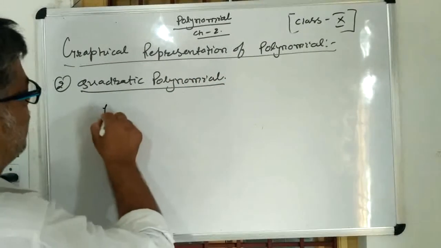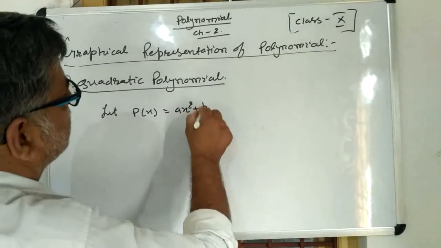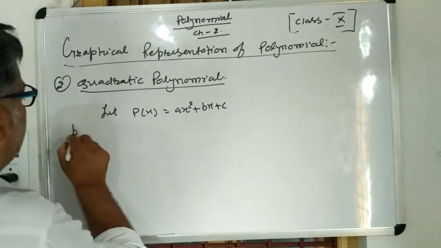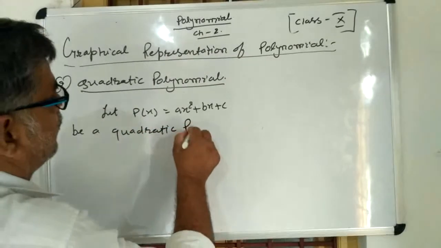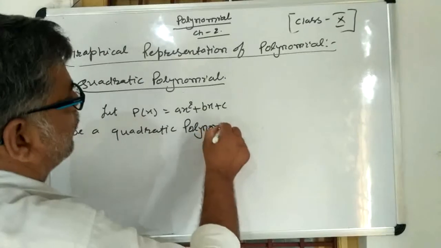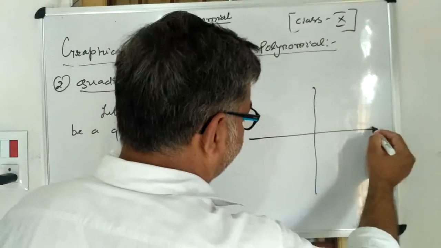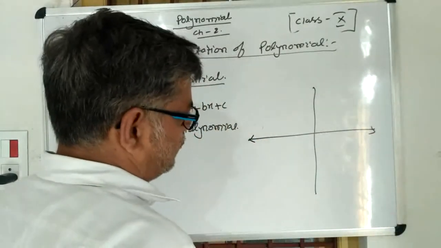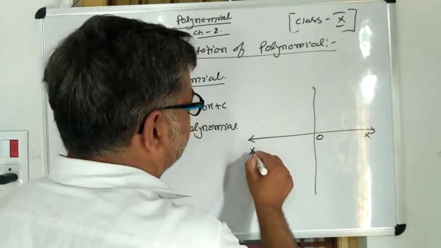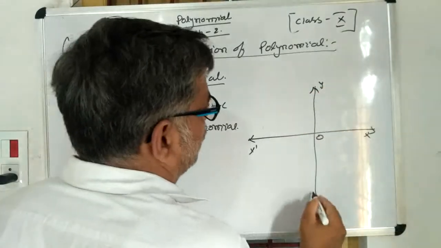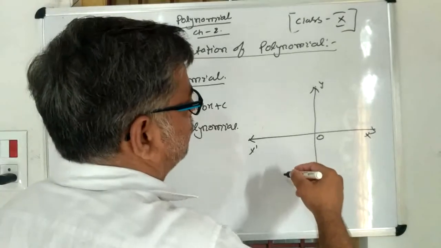Let p(x) equals ax square plus bx plus c be a quadratic polynomial. So when you represent this polynomial on the Cartesian plane, suppose this is X'OX and Y'OY, then you will get a parabola shape.